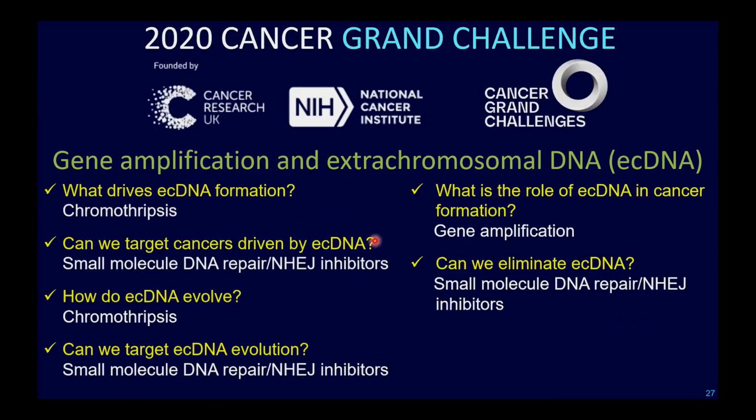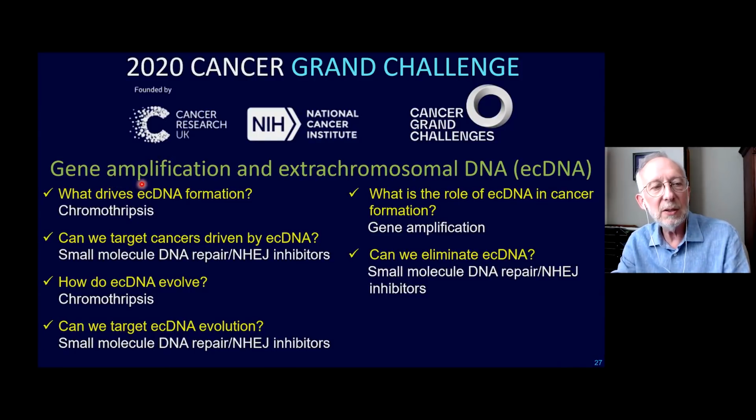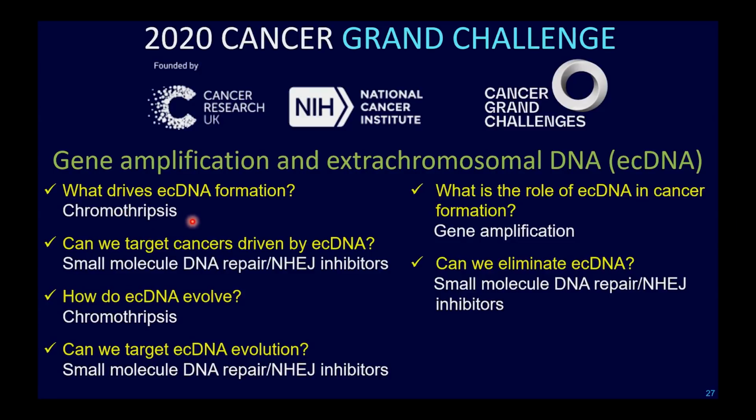So if I come back to where I started with the 2020 Cancer Grand Challenge, one of the 9 challenges was, what is the origin of gene amplification in extrachromosomal DNA in human cancer? And we argued, to the first of the questions, what drives ecDNA formation? It's chromothripsis. Can we target cancers driven by ecDNA? Yes, with small molecule DNA repair and NHEJ inhibitors. How does ecDNA evolve? By chromothripsis. And can we target ecDNA evolution?